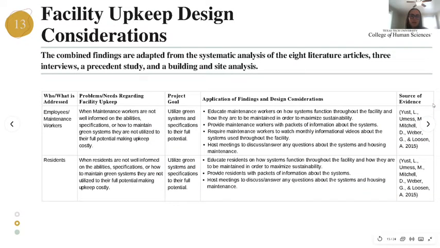Lastly, in order for the facility to operate at maximum efficiency, it is vital that employees, maintenance workers, as well as residents are informed on how the building systems operate throughout the facility. By providing informational packets and hosting community meetings to discuss the upkeep of these systems, residents and employees will be able to help ensure that the facility is running efficiently.